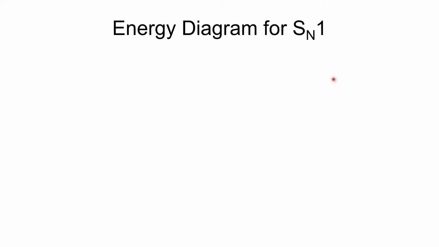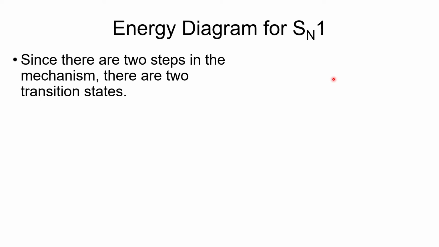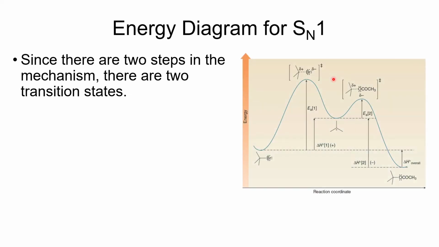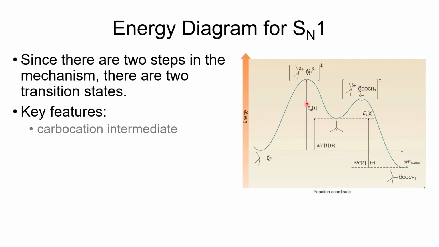All right, we now want to look at an energy diagram for the SN1 reaction. Since there are 2 steps, that means we will have 2 transition states in the mechanism. And with 2 transition states, that means two humps in the reaction coordinate diagram. So here is our reactant, here is our product over here. Our first step, we're breaking that bond in between the carbon and the halogen.